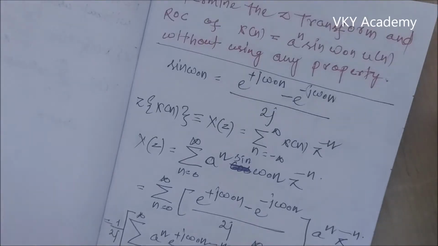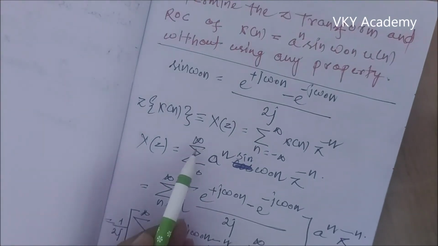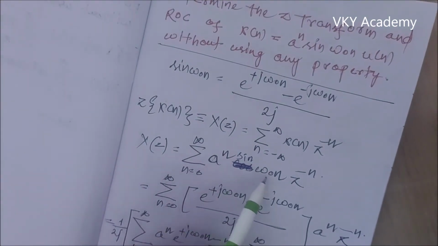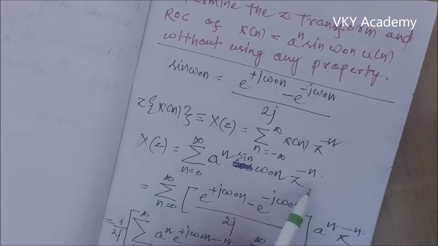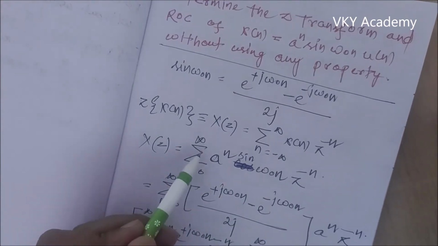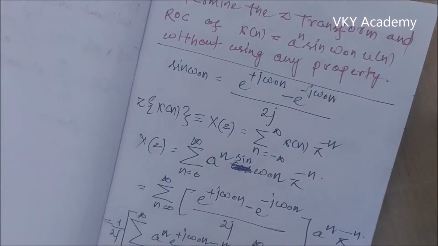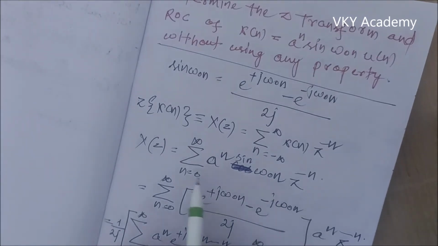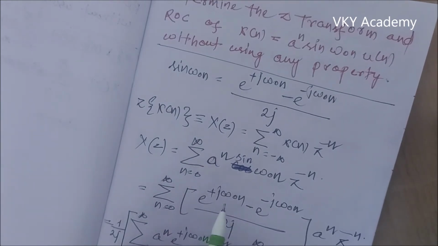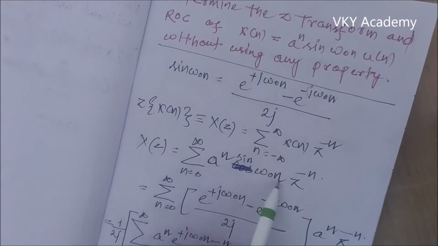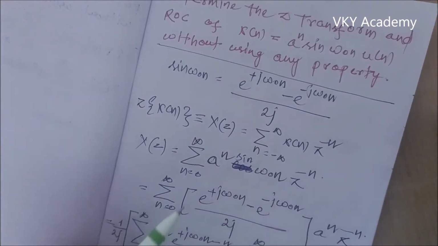Now X of z is equal to summation n is equal to 0 to infinity a to the power n sine omega naught n z to the power minus n. So we have taken the limit from 0 to infinity because the particular function is multiplied with a unit step function u of n, and u of n is equal to 1 from 0 to infinity and 0 from minus infinity to minus 1. So the function is a to the power n sine omega naught n z to the power minus n.